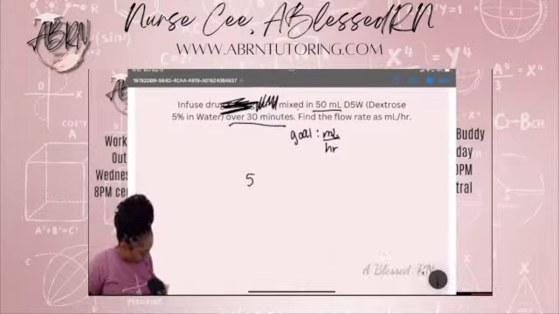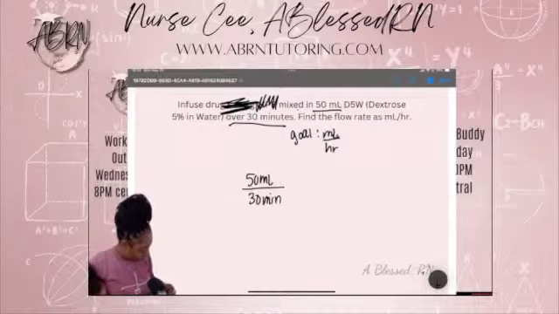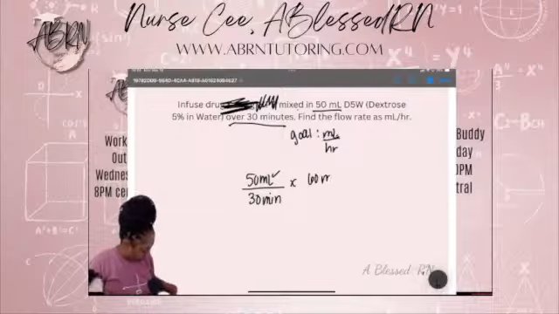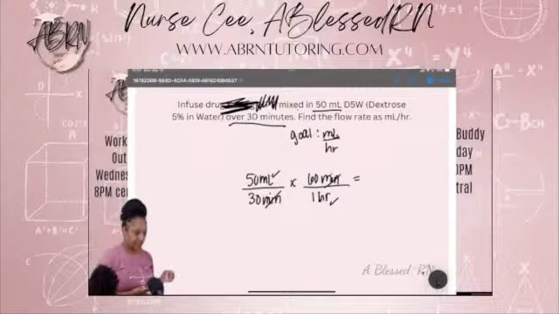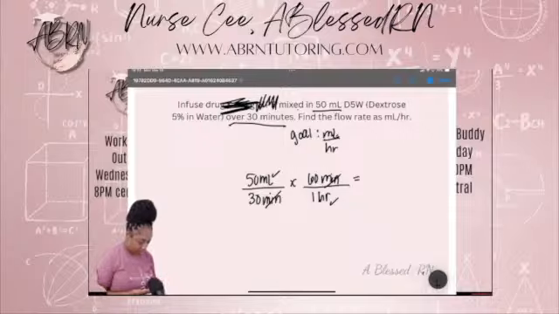We have 50 mLs and it's going over 30 minutes. Our goal has milliliter on the top, which is what we have, an hour on the bottom. So we'll do 60 minutes is 1 hour. And then your minutes crosses out and then you'll have milliliter per hour. Yes. Okay, so that's going to give us 100 mLs per hour.